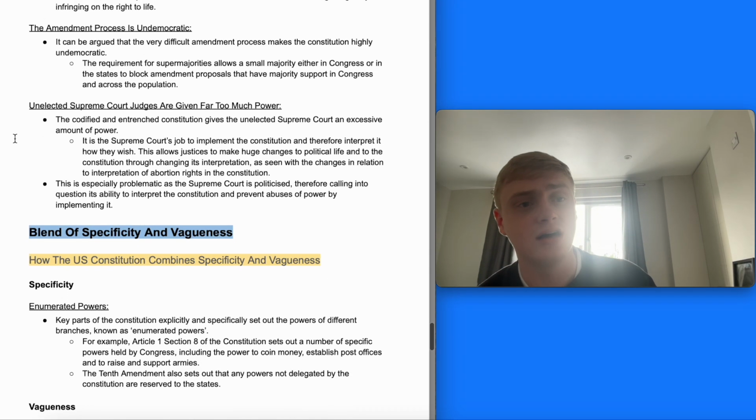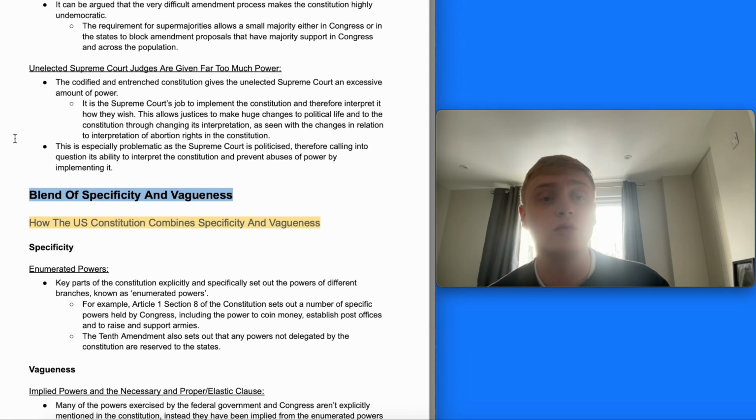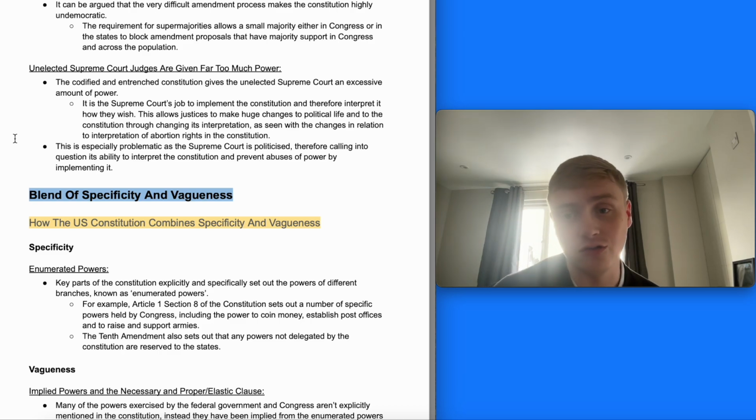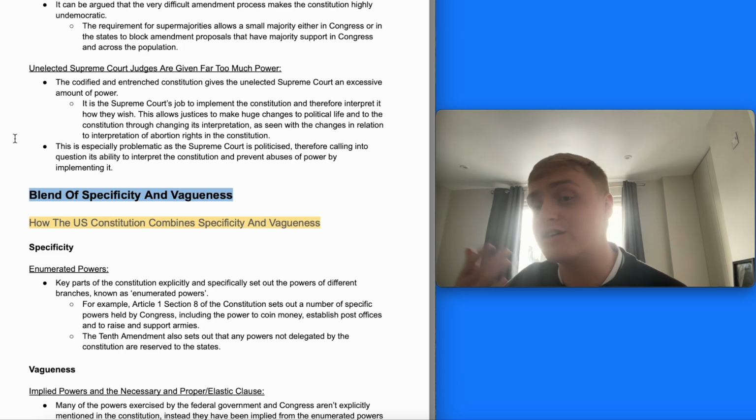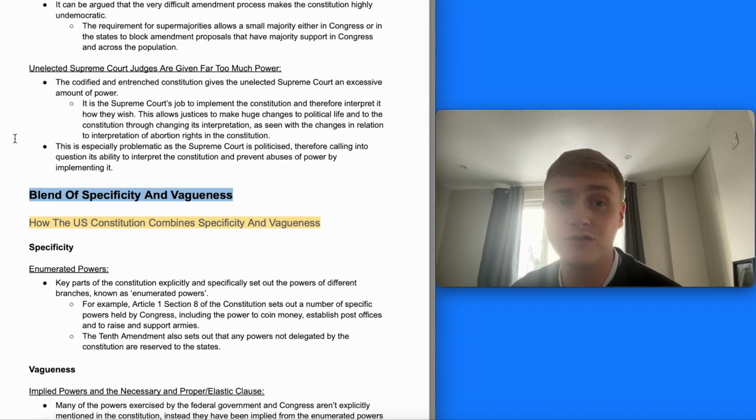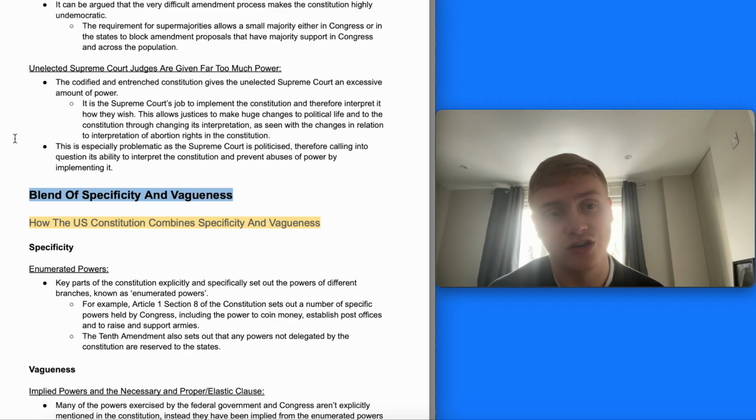And the final one is that it can be argued that unelected Supreme Court judges are given far too much power in the Constitution, particularly because of interpretive amendments, which naturally grow out of the fact that it's very difficult to formally amend the Constitution. So the codified and entrenched nature of the Constitution gives unelected Supreme Court judges an excessive amount of power.